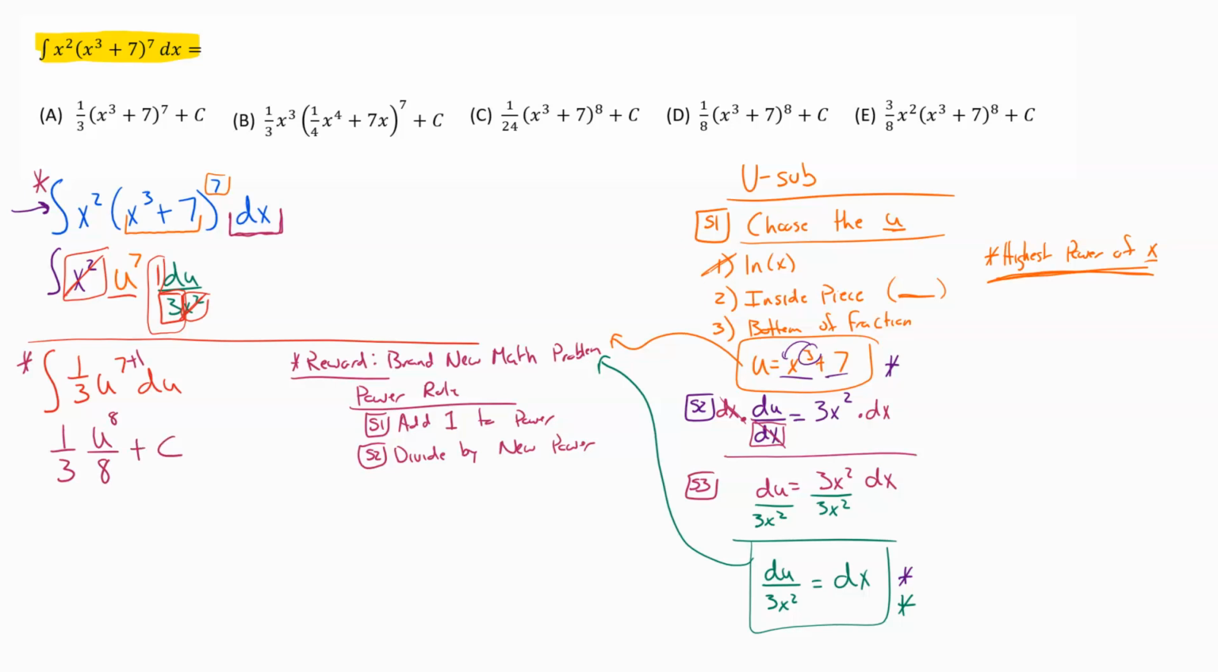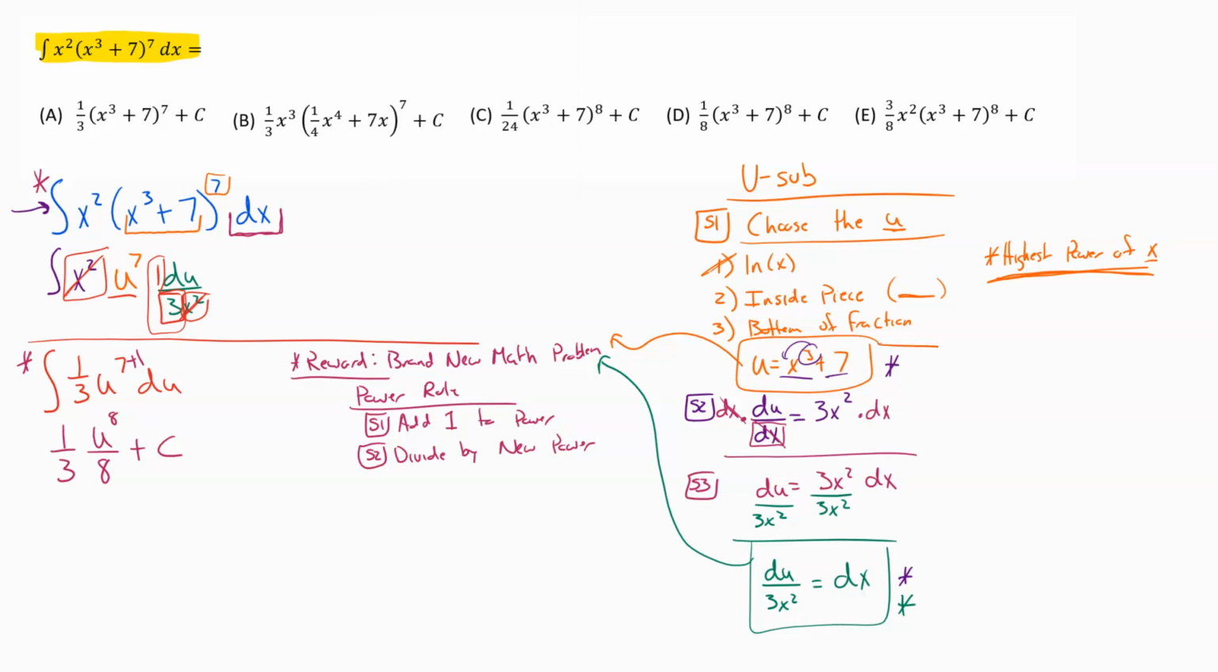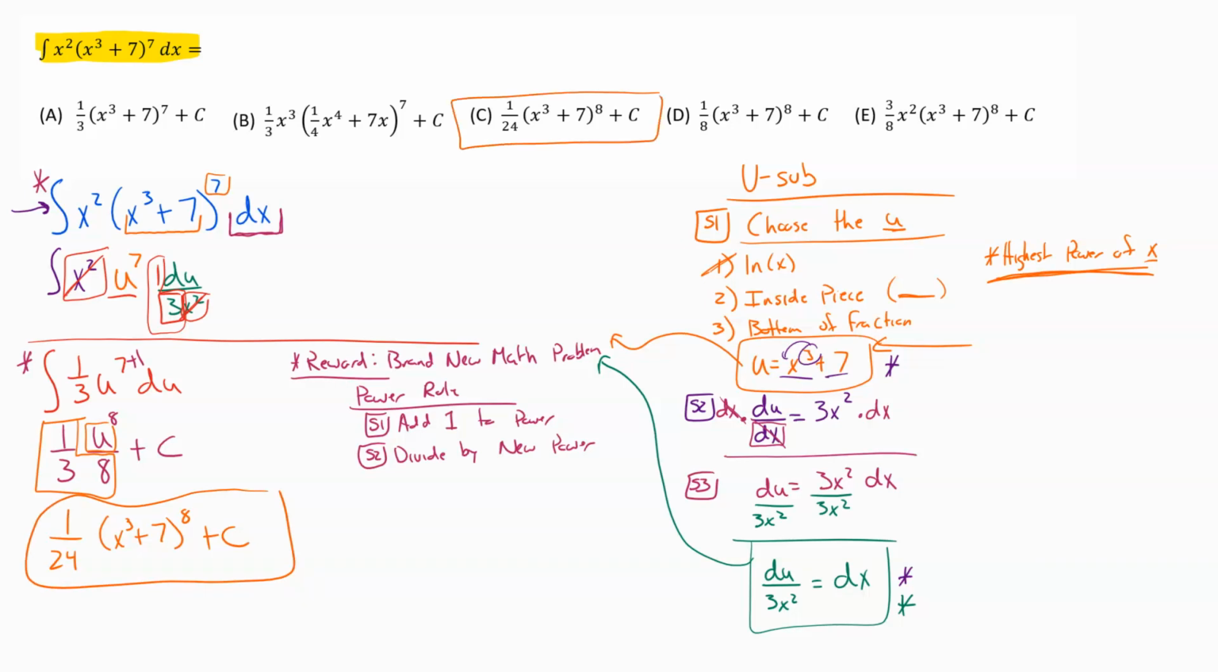Then the last move on a u-substitution problem is you remind yourself you didn't really care about u, you cared about what u was. So we're going to plug the u back in. We'll do a little bit of simplification, 1/3, and that's an 8 on the bottom, so that would end up being 1/24. And then instead of u, we replace it with what u was, (x to the 3rd plus 7) to the 8th plus c. And that right there is going to be your final answer. And you just go and look for what it is in the answer options. And sure enough, here we have option C.